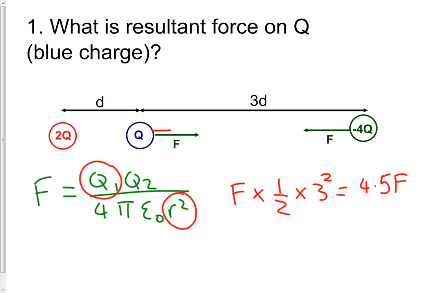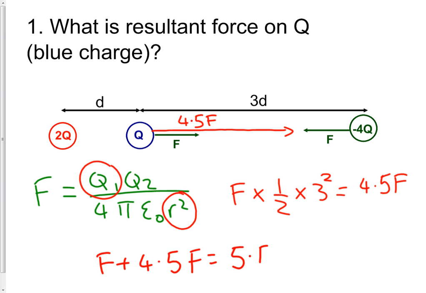So we've got a repulsion of 4.5 F from the red charge. That means the overall resultant force on the blue charge is going to be F plus 4.5 F, which is 5.5 F to the right. So that's the resultant force on the blue charge.